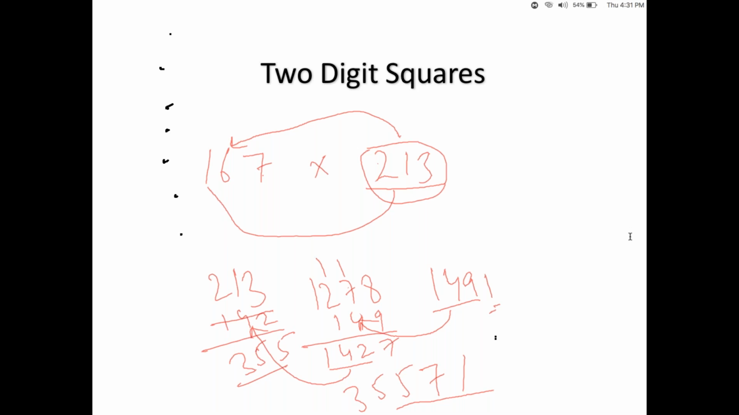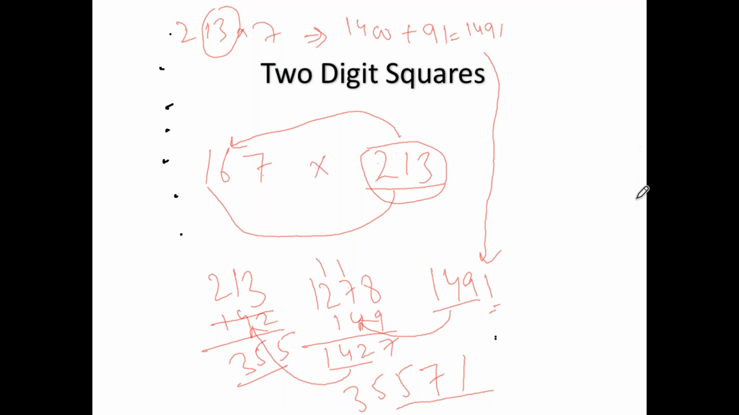Hardik has a question. How did I do 213 into 7? I guess a lot of you might have this question. 200 into 7 is 1400. I know that, right? And 13 into 7, I know the table of 13, right? 13 sevens are 91. So that becomes 1491. That's what I've used here. Understood? Hardik, I hope you understood this.